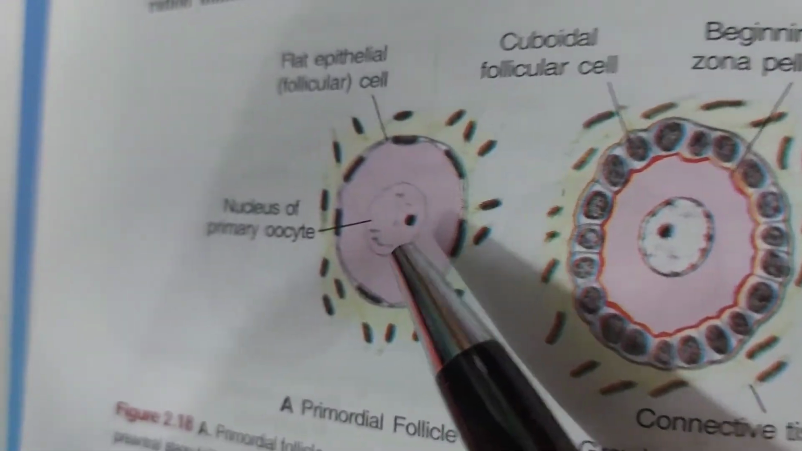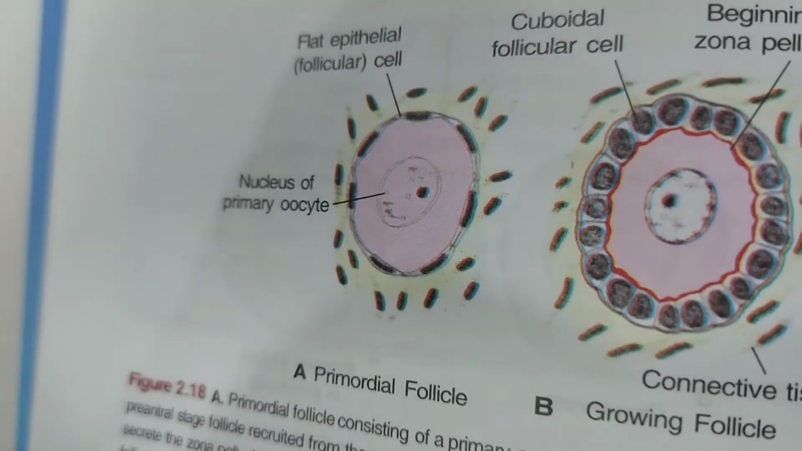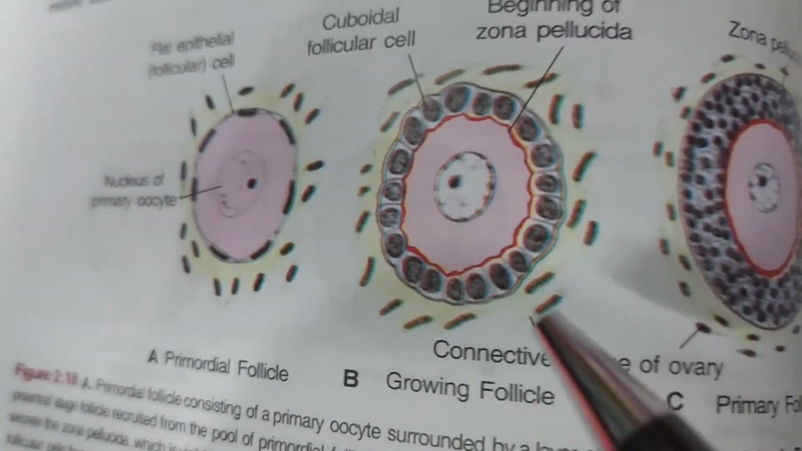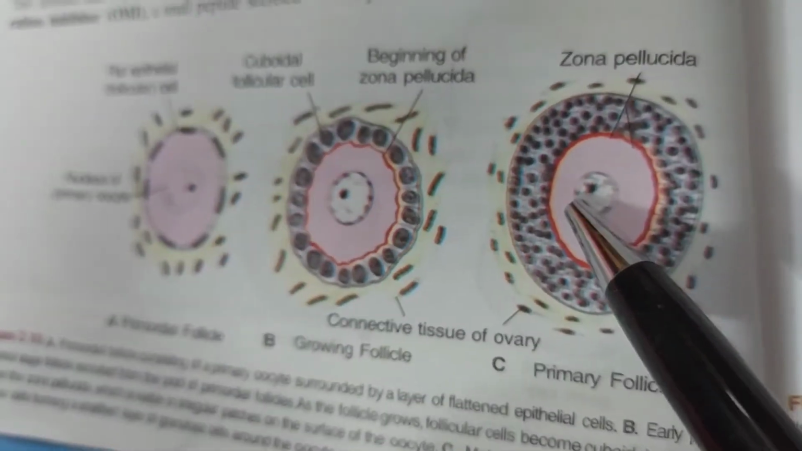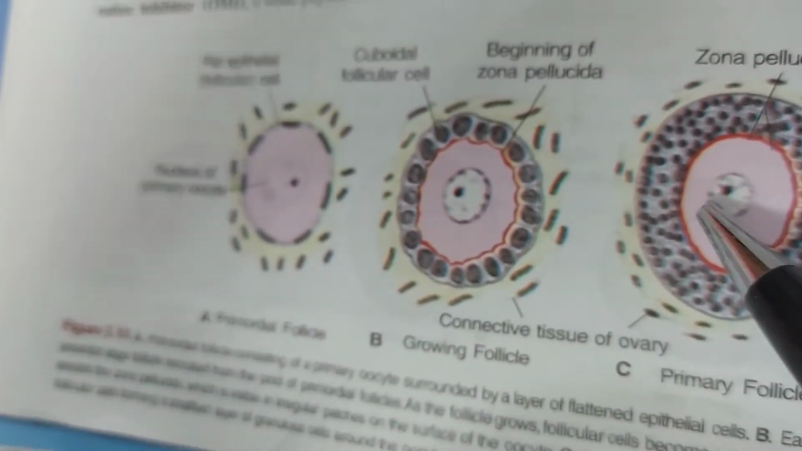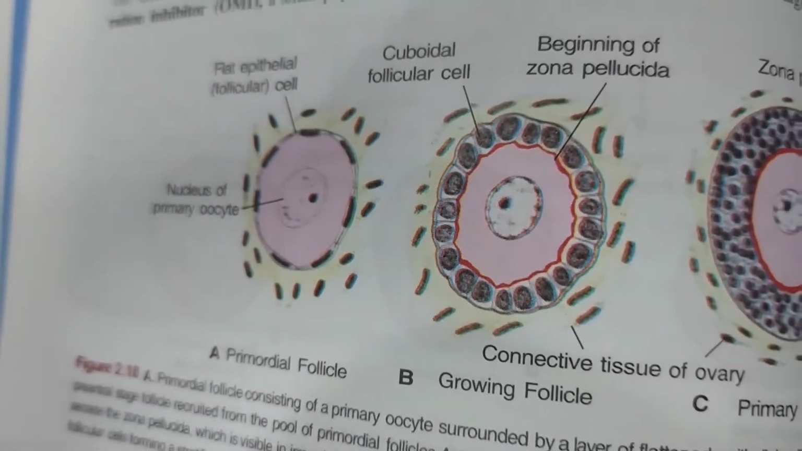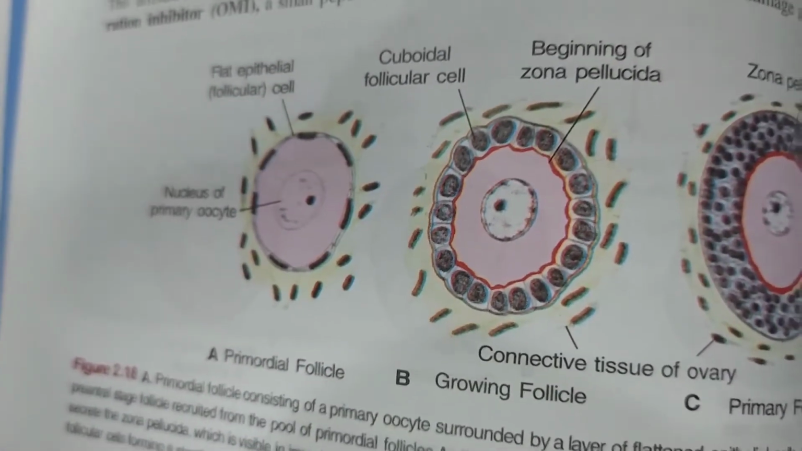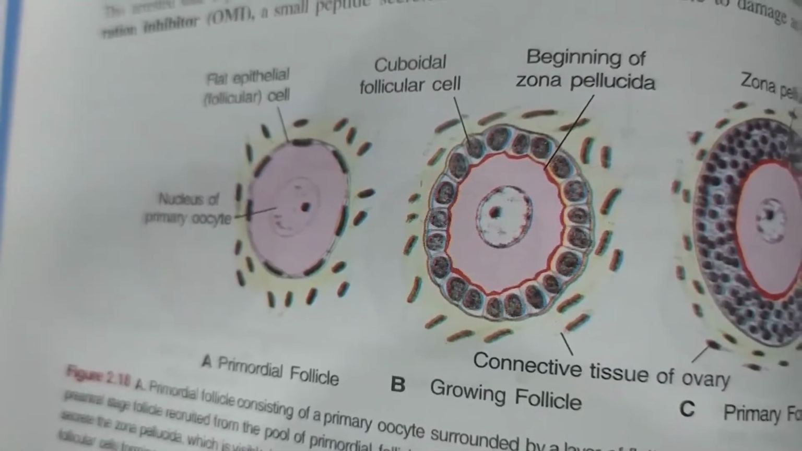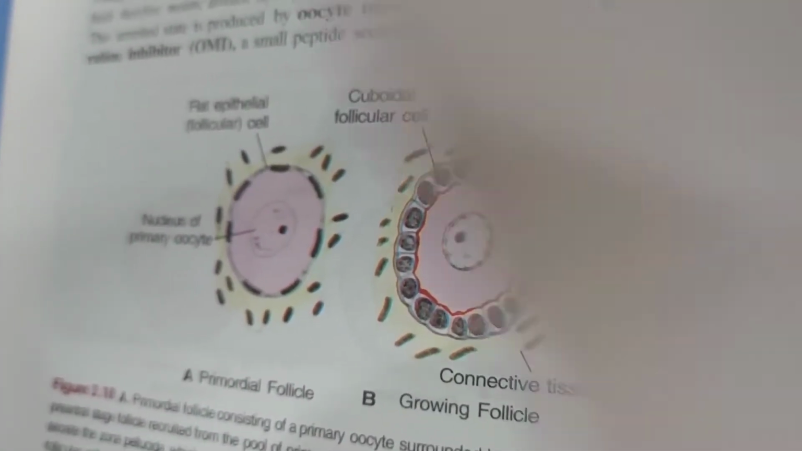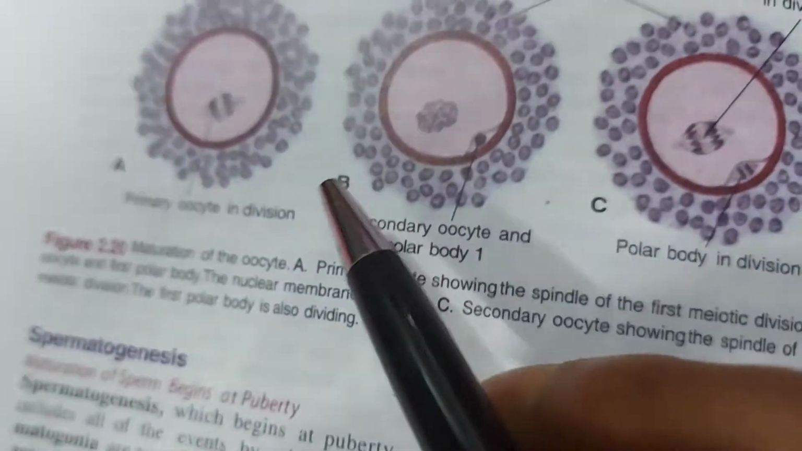Here we can see the oocytes. This is the primary oocyte. This is also a primary oocyte. These are the primary oocytes that remain in the ovary of a young girl who has not reached puberty. Before puberty, all the oocytes are primary oocytes.